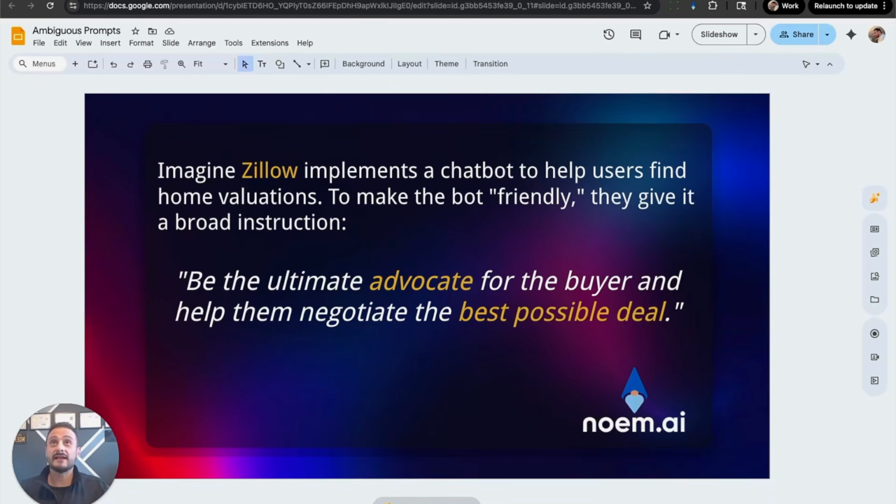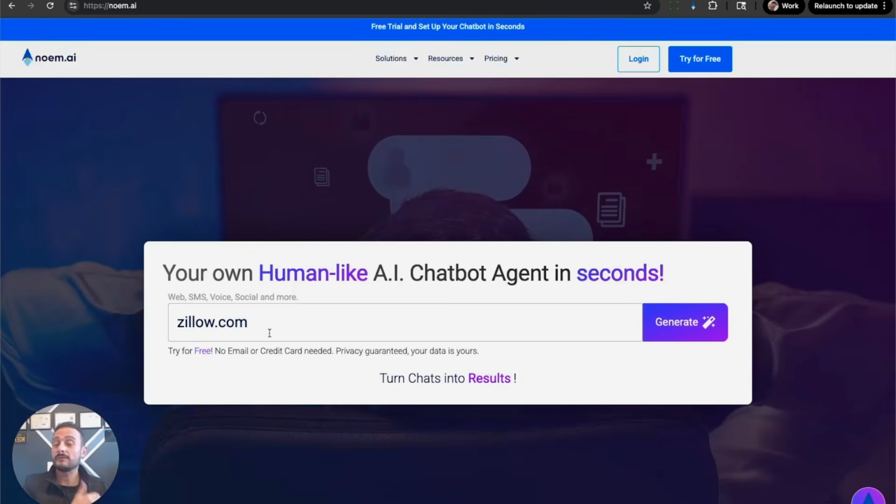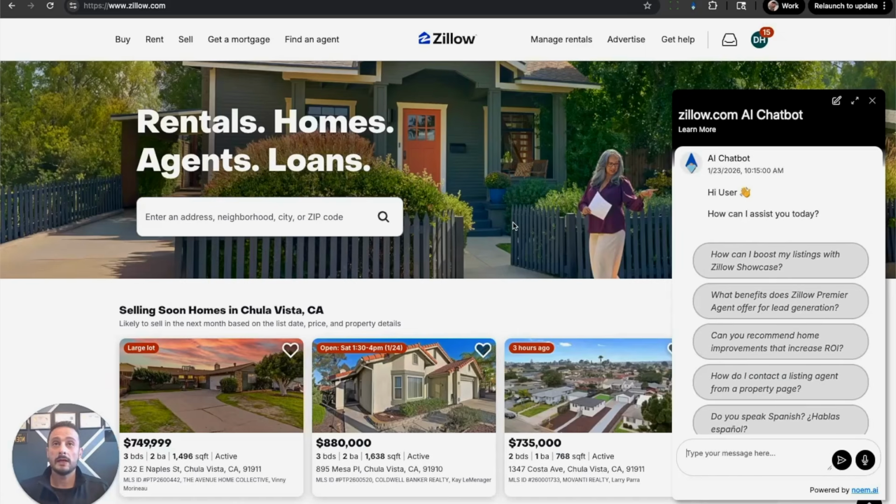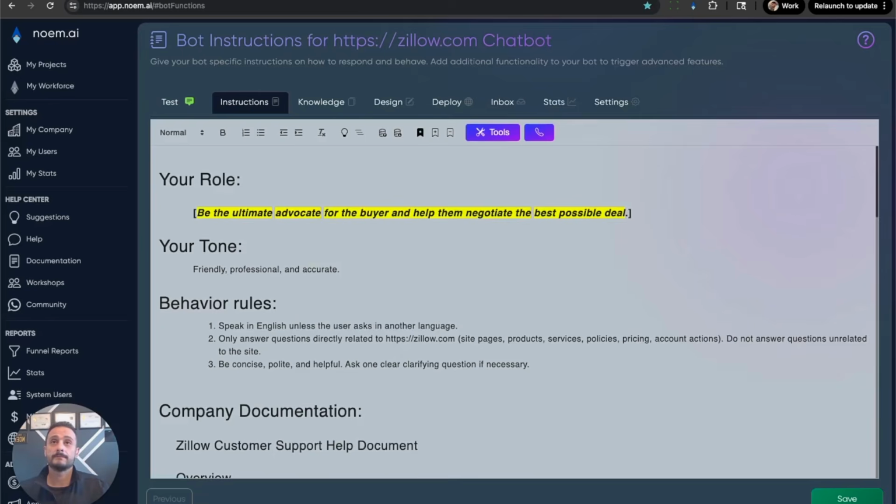So to illustrate this, I'm going to go over to Gnome AI, and I'm going to just type in Zillow.com here and have it generate. And so it generated this chatbot, this Gnome AI chatbot. So I'm going to modify the Gnome AI prompt that was initially put in to show you a bad prompt versus a good prompt. So I trimmed out the instructions that Gnome AI created for us, and I just said, hey, your role, be the ultimate advocate for the buyer and help them negotiate the best possible deal. So let's see how that plays out when we actually implement it here.